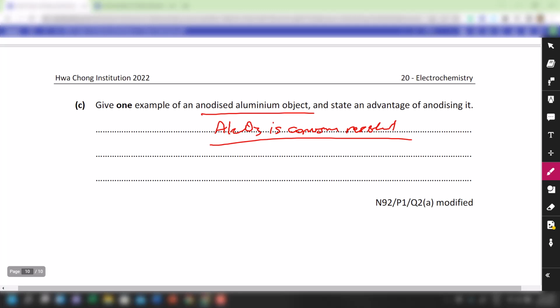Another way you can also include as part of your example is that the Al2O3 layer is porous, and therefore it allows dye molecules to intercalate between the layers, and therefore your object will look nicer. That allows your aluminium, let's say if you are using it as a casing, to be more visually appealing.